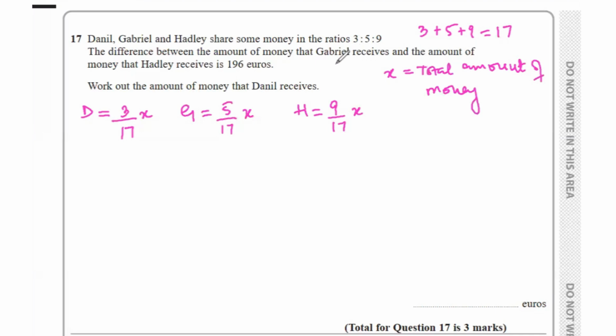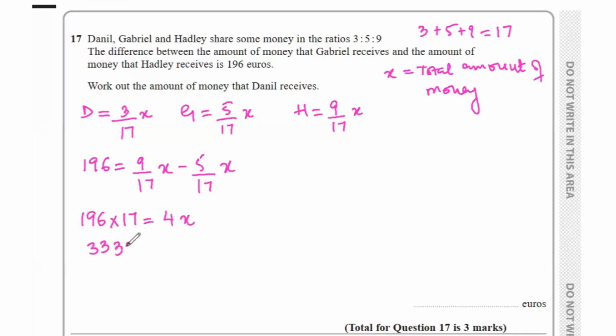We know that the difference between Gabrielle's and Hadley's amount is 196. So 196 equals 9 over 17x minus 5 over 17x. Cross multiply: 196 times 17 equals 9x minus 5x, which is 4x. 196 times 17 is 3,332.